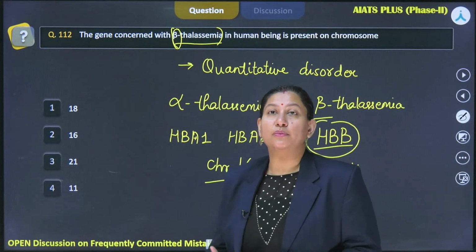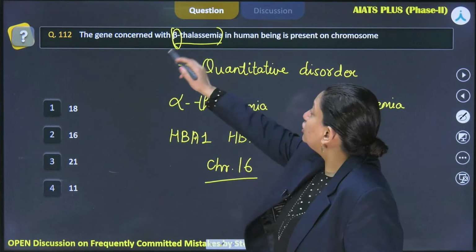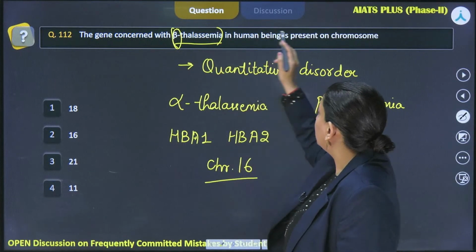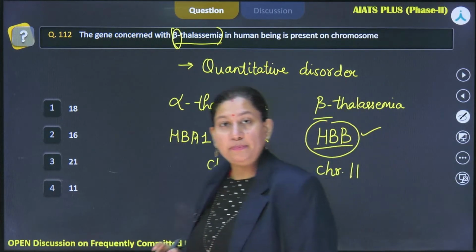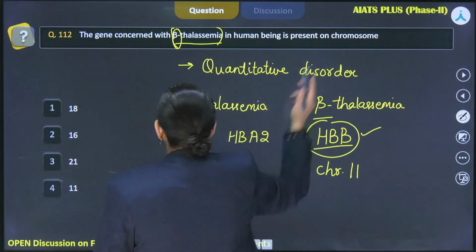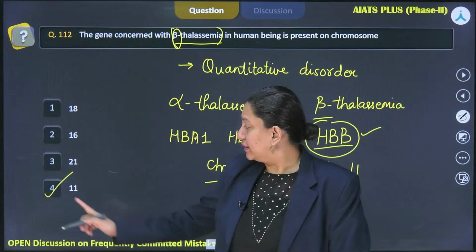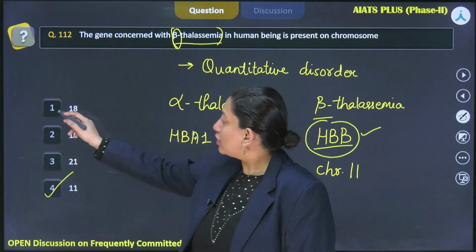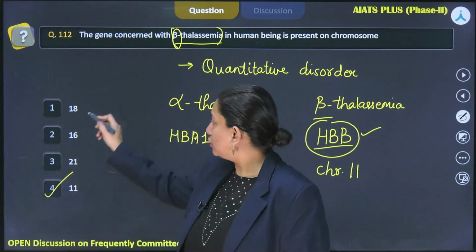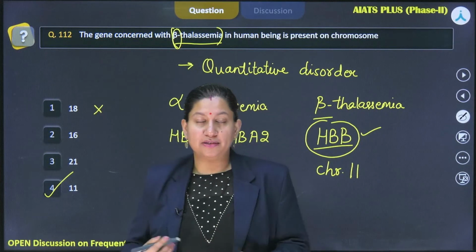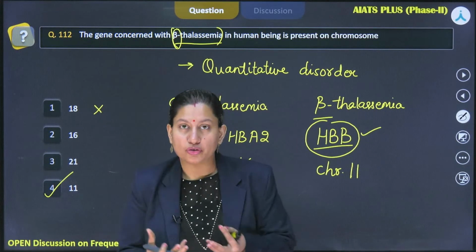Now because the question is asking about the gene concerned with beta thalassemia, that means they are talking about the HBB gene. So that is present on chromosome number 11, correctly depicted in option number 4, right? If we talk about option number 1, 18, that's not true. Now why is chromosome 18 important to know?